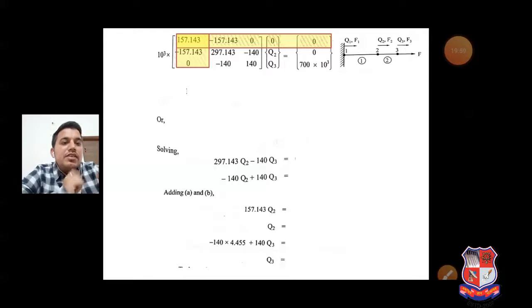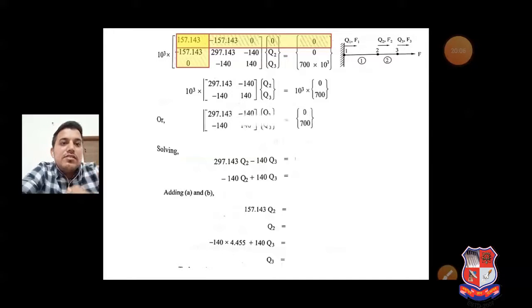So after putting these values, as per the elimination approach, 3 zeros are there. We are eliminating the first row and the first column. The yellow highlighted portion is also eliminated due to the fixed support. So we can identify it easily. 10 raised to 3, we are cancelling from both sides. So this is the conclusion.